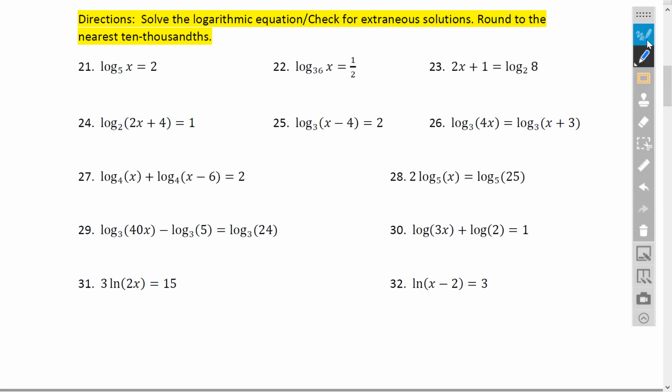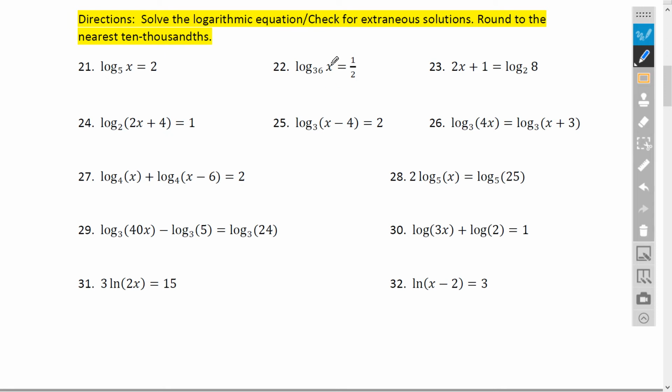For our log equations here, we need to solve them, so that can require a couple of different things. Number 1, log base 5 of x equals 25, so we would switch this to exponent form. 5 to the second power equals x. So we see that x is equal to 25.